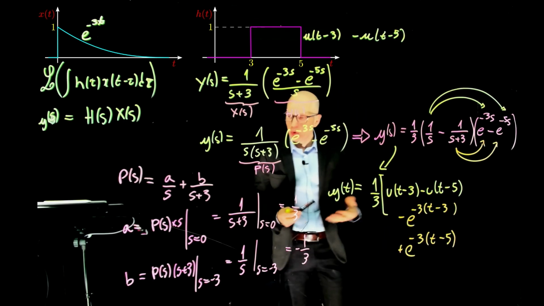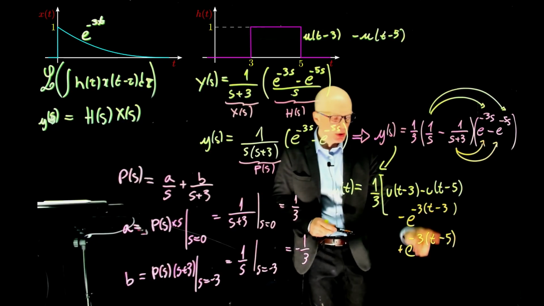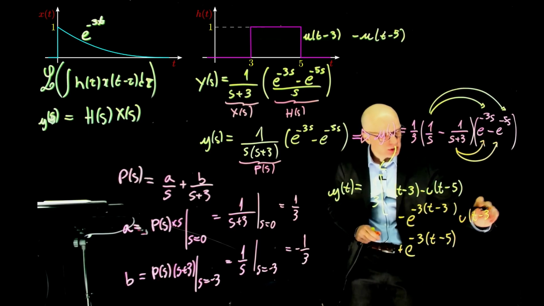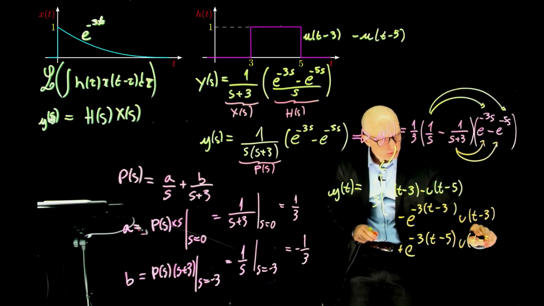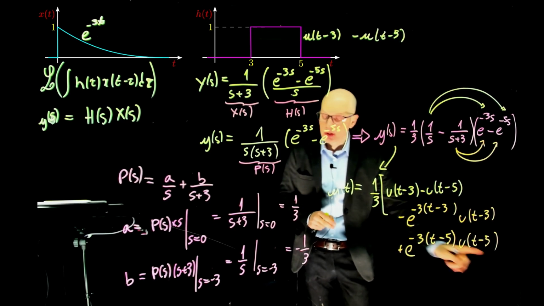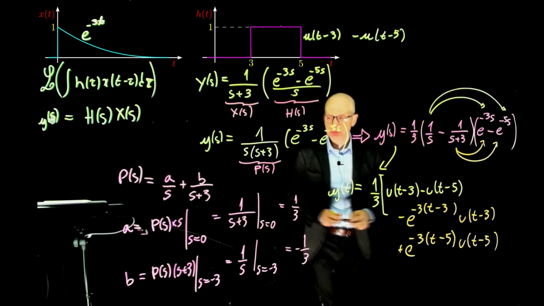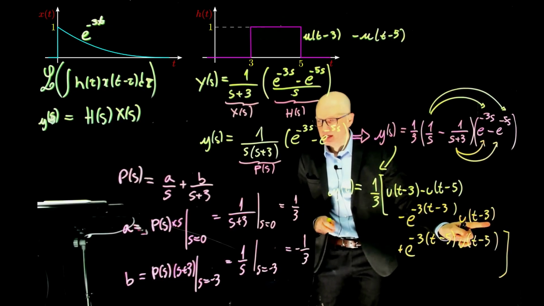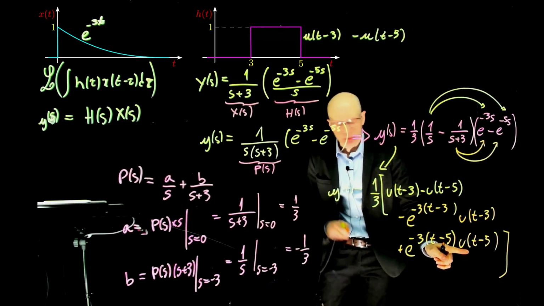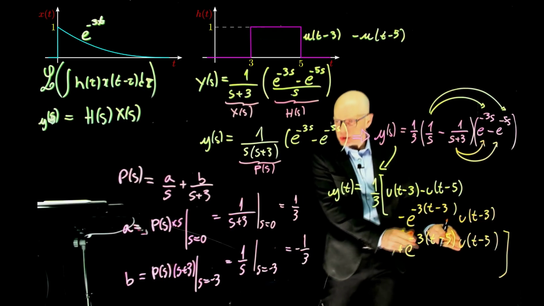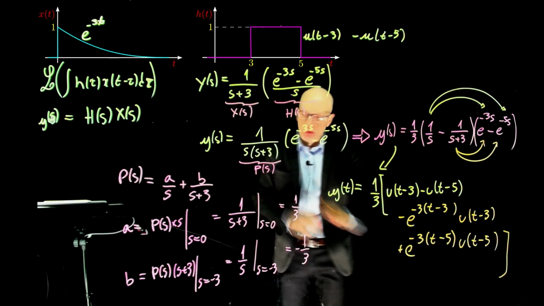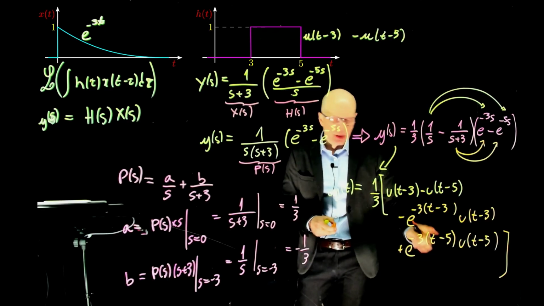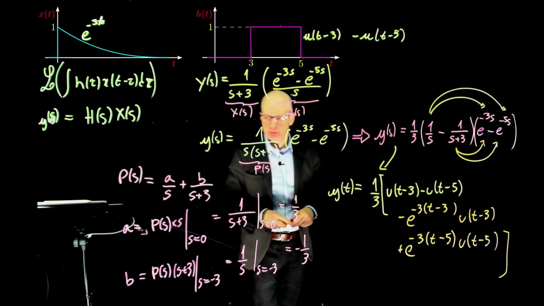These functions can only start when time reaches 3 and 5 seconds. So we need to multiply them by the step function with a time shift, so that they only exist when time is greater than 3 seconds for this one and greater than 5 seconds for that one. Otherwise, these elements would also exist for all values of t, even negative values of t, and then they would not correspond to the input we have there.